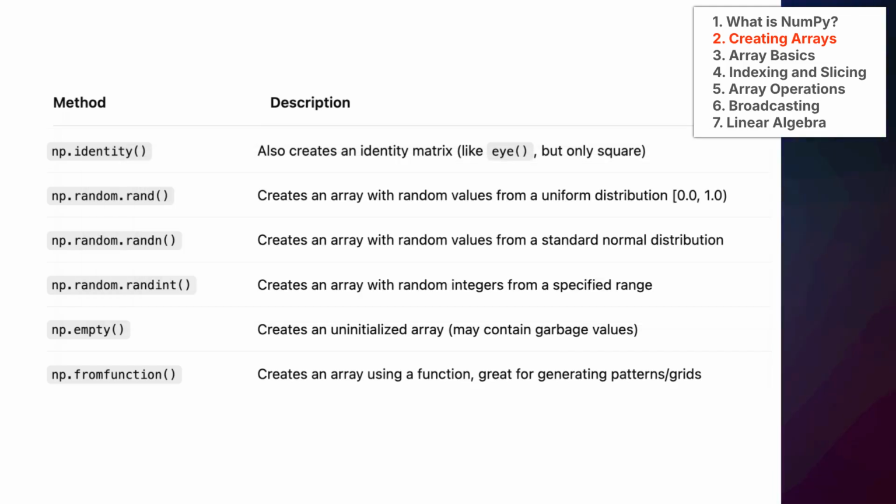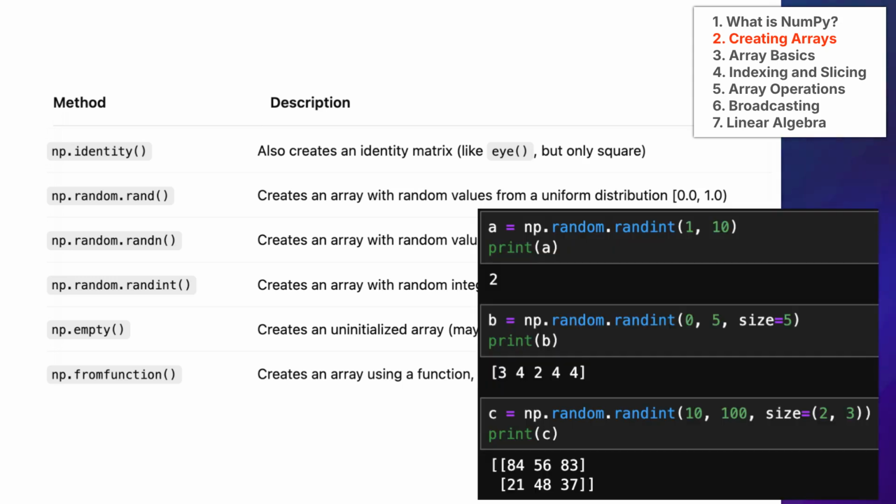Next, randint. Up until now, we've worked with random floats, but what if you want whole numbers like rolling dice, picking a random ID, creating test labels? That's exactly what this is for. It generates random integers between a start and stop value. So if you say randint(1, 7), it gives you a random number from 1 to 6, just like a dice roll.